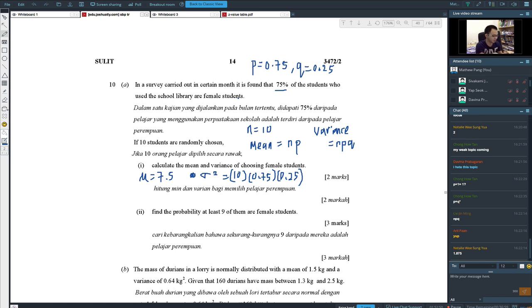1.875. Yep. Thanks, Natalie. Alright, so find the probability that at least 9 of them are the female students. Now you have 10 students, right? At least 9 of them. That means I need to find something like bigger than or equal to 9. So you only have two choices, which is the probability the female student equals 9 and the female student equals 10, because the total here is only 10. So I will need to solve this out.